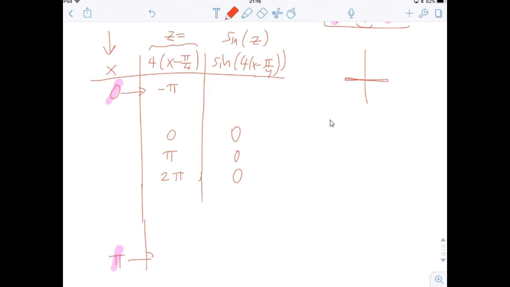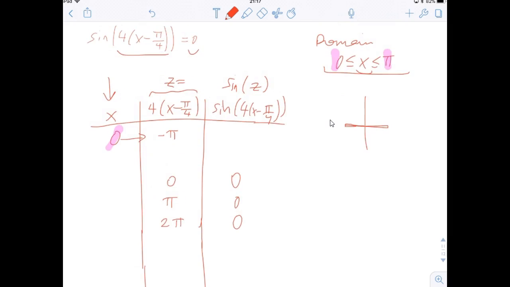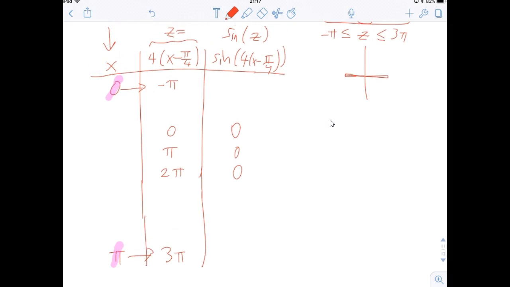And then we're going to do the same thing here with the value pi. Pi minus pi over 4, which would be 3/4 pi, multiply that times 4, and that would give us 3 pi. So the z angle values that the limits of the domain 0 and pi correspond to are actually going to be negative pi and 3 pi. Okay, so it's a much bigger domain.